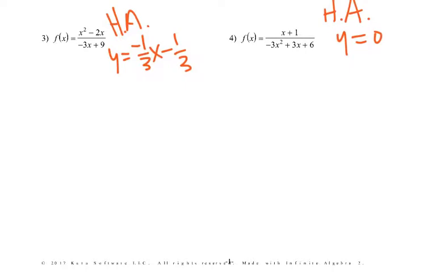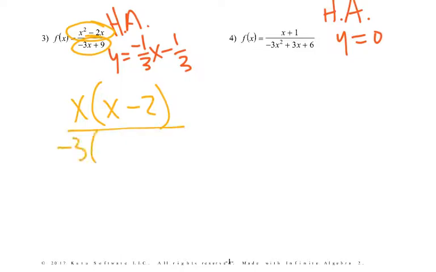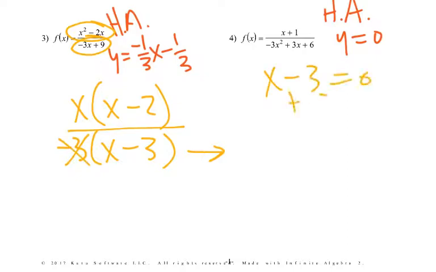Okay, now let's do the next one. So we would simplify these ones, so we'd get x times x minus 2 over -3 times x minus 3. Okay, so for the horizontal, which is actually a slant asymptote. For the vertical asymptote, we can basically get rid of that and go x minus 3 equals 0, add 3, so x equals 3. So our vertical asymptote would be x equals 3.